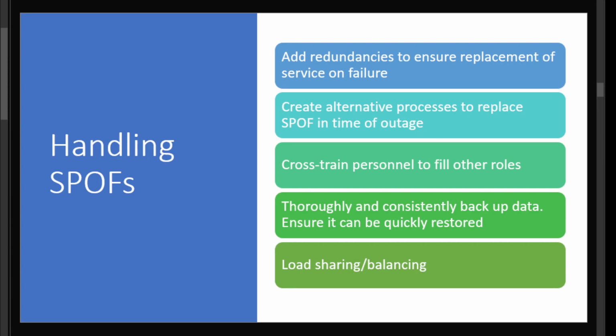Cross-trained personnel to fill other roles. This deals with personnel single points of failure. If you have one administrator and no one else is trained and he gets horribly sick, then you have a single point of failure there because no one else can administer your system or your network.